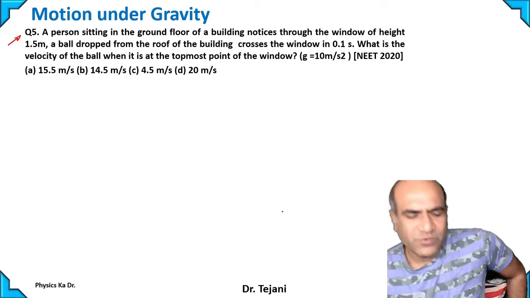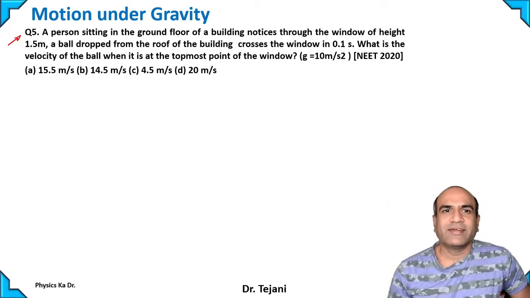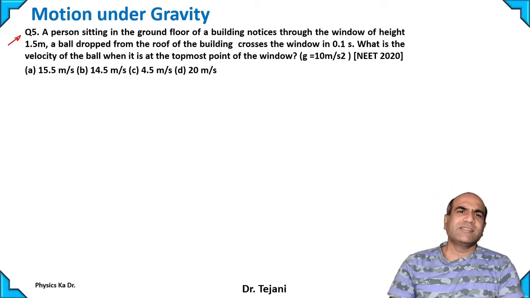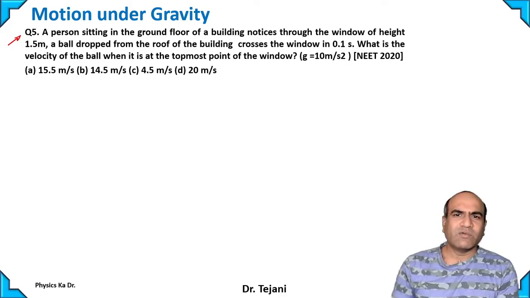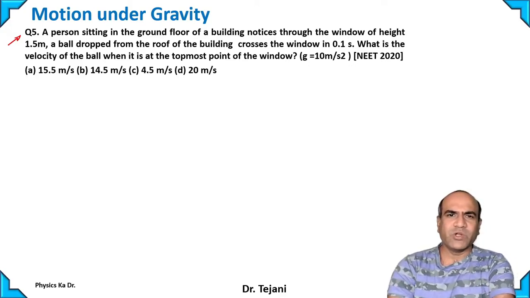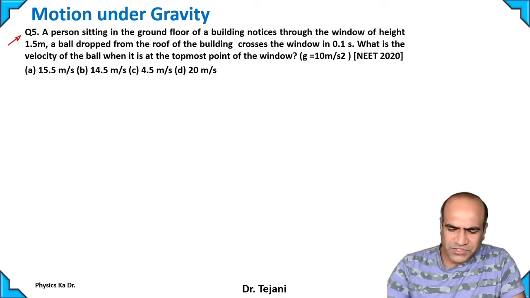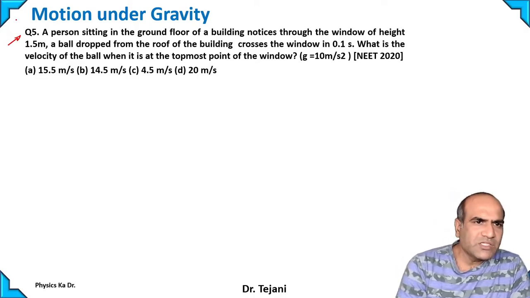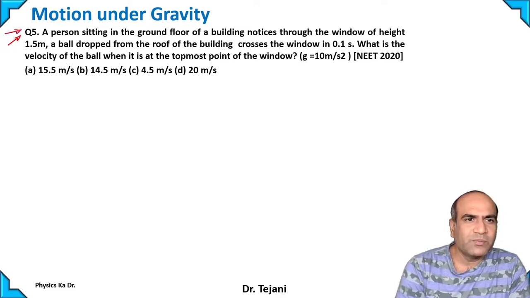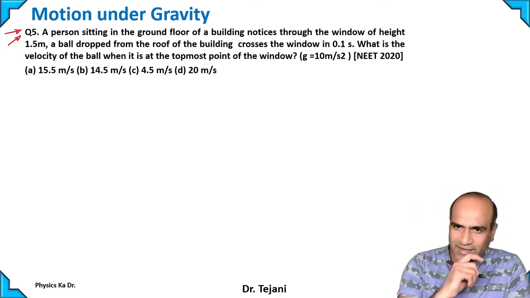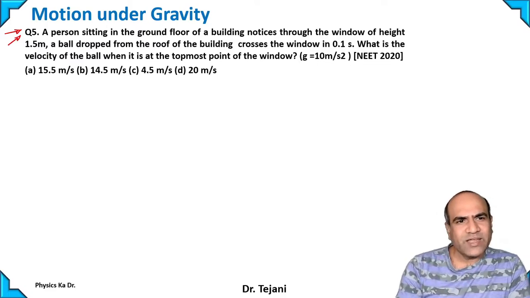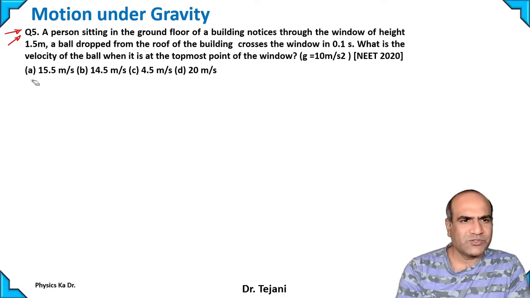So let's solve question number 5. A person sitting in the ground floor of a building noticed through the window of height 1.5. It is a similar question. You solve this question by yourself. Pause the video here, solve the question, and verify the answer.